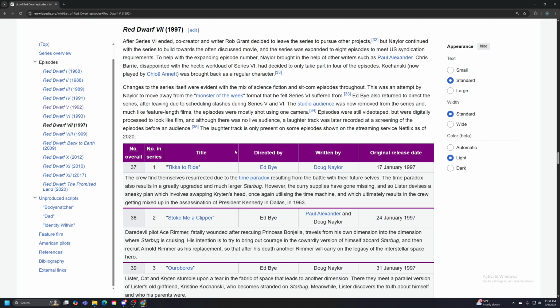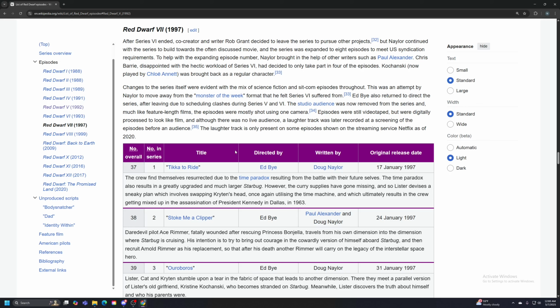Changes to the series itself were evident with the mix of science fiction and sitcom episodes throughout. This was an attempt by Naylor to move away from the monster of the week formula that he felt Series 6 suffered from. Ed Bye also returned to direct the series after leaving due to scheduling clashes during Series 5 and 6. The studio audience was now removed from the series, and much like feature-length films, the episodes were mostly shot using one camera. Episodes were still videotaped, but were digitally processed to look like film.